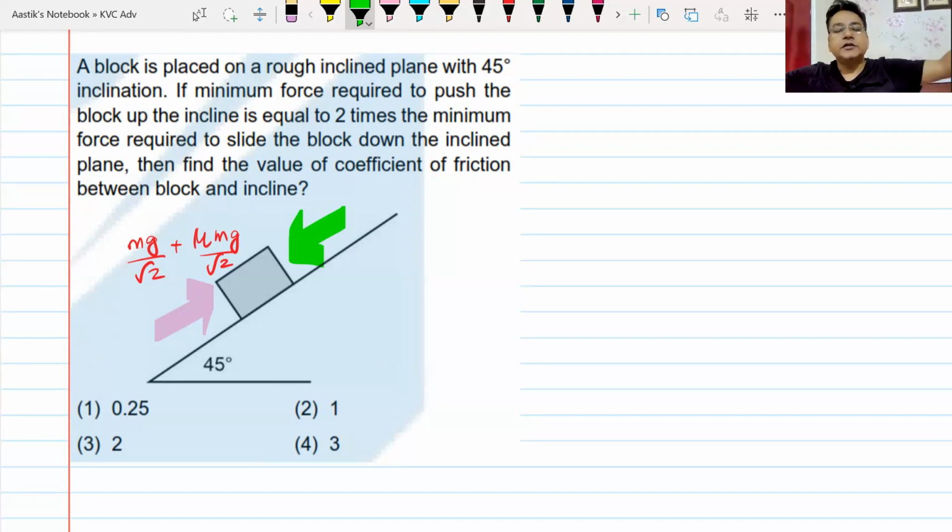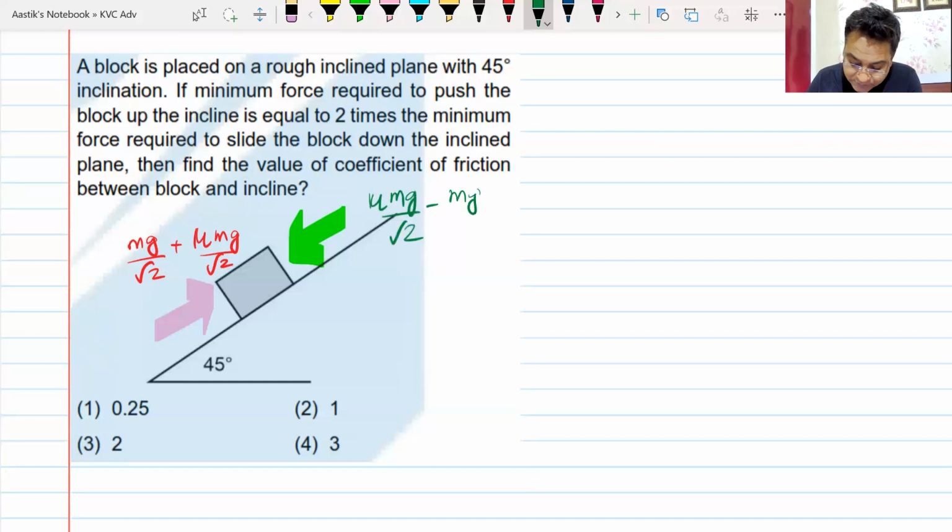Deep breaths you need to take. Deep breaths. You're pushing it downwards. Weight ka component is also downwards. So F down plus mg sine theta should be equal to mu mg cos theta. So the downward force will be mu mg by root 2 minus mg by root 2.